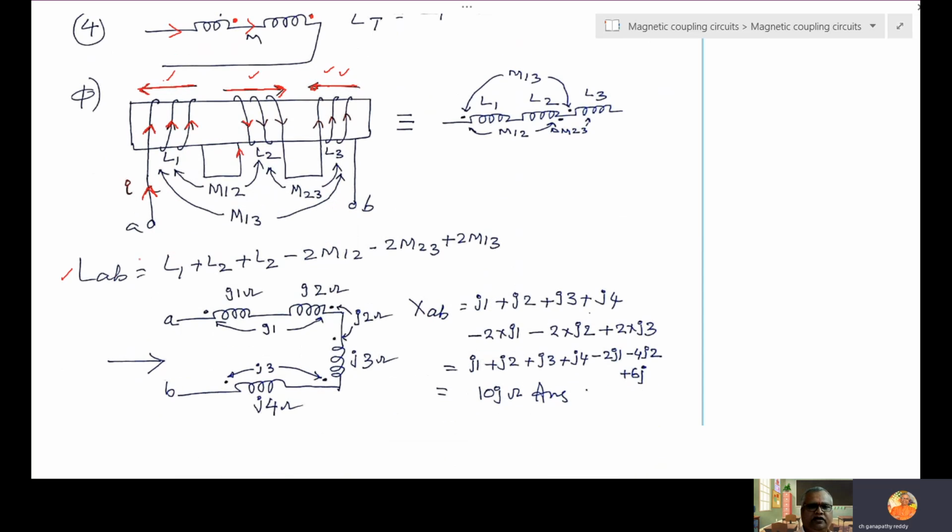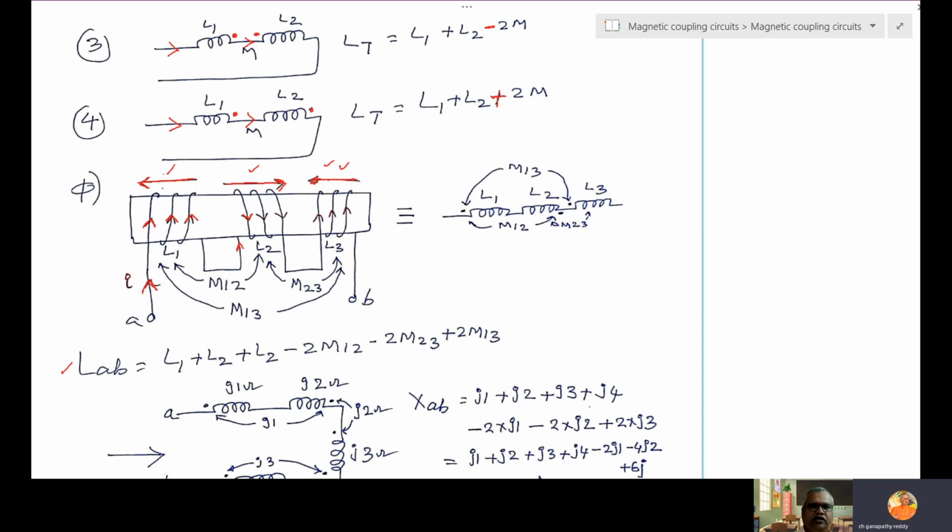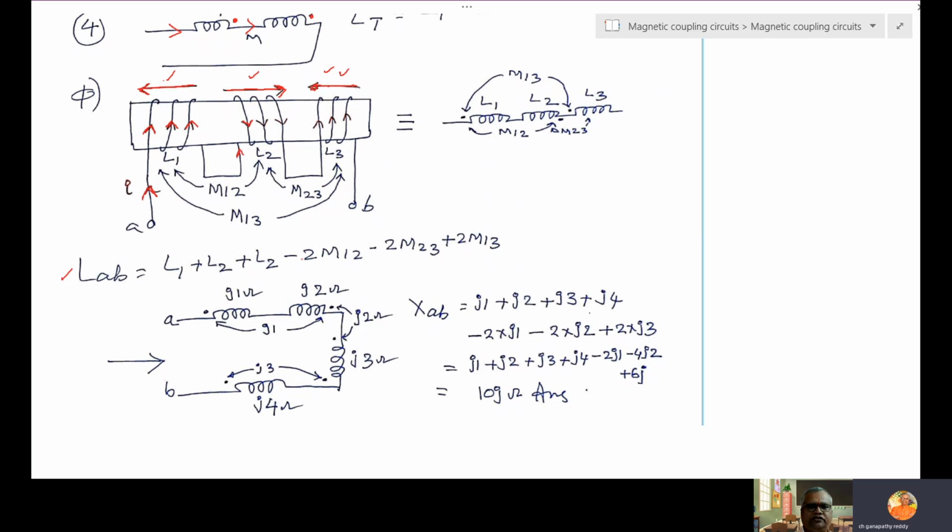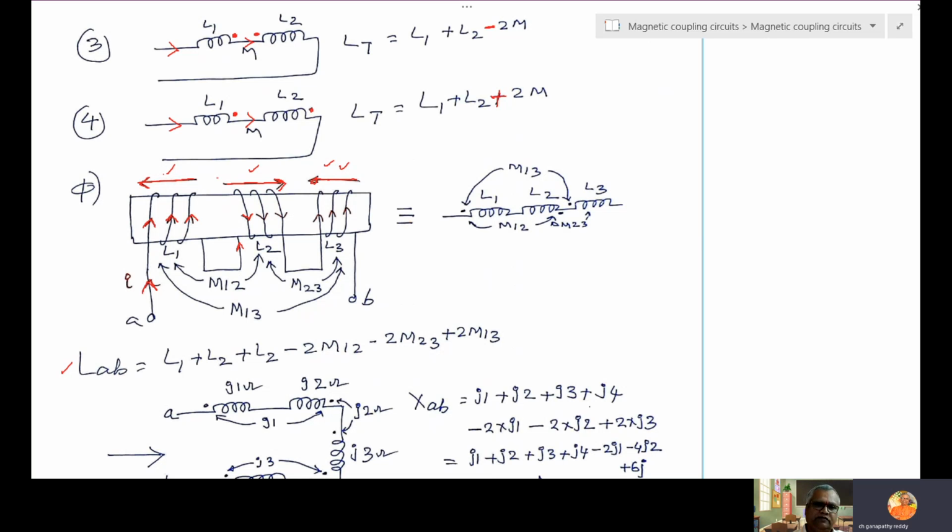In the same way, LEAB equals L1 plus L2 plus L3, and the first coil and second coil fluxes are opposite, therefore minus 2M12. Second and third also opposite, minus 2M23. First and third same direction, plus 2M13. So like that we can easily get the L equivalent. Sometimes in the exam, they ask this way or this way. If these two are equivalents, how are they equivalent?